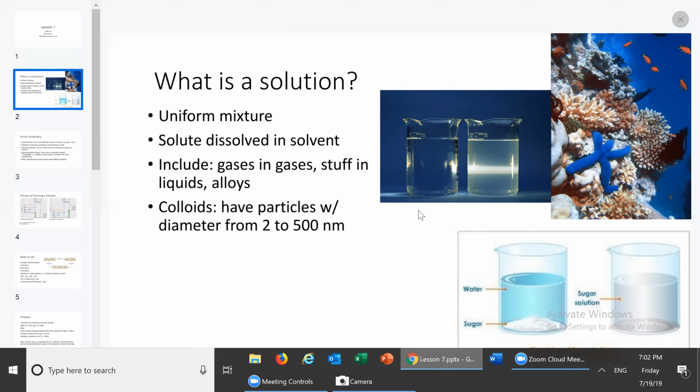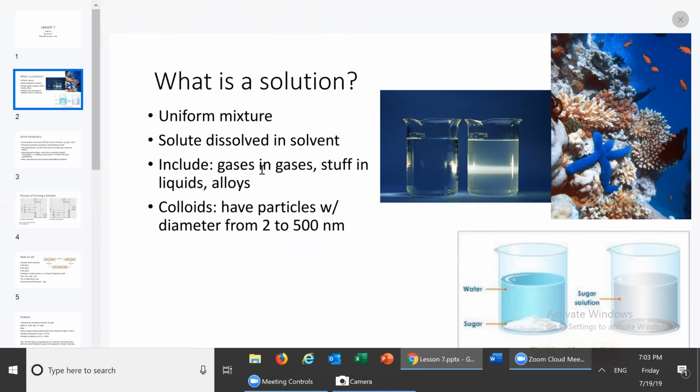To define a solution better, we can say that a solution is comprised of some solute, which is dissolved in some solvent. In the example I have here, we have sugar dissolving in some water. Our sugar is going to be our solute, and the water is the solvent. And you end up with this sugar solution.